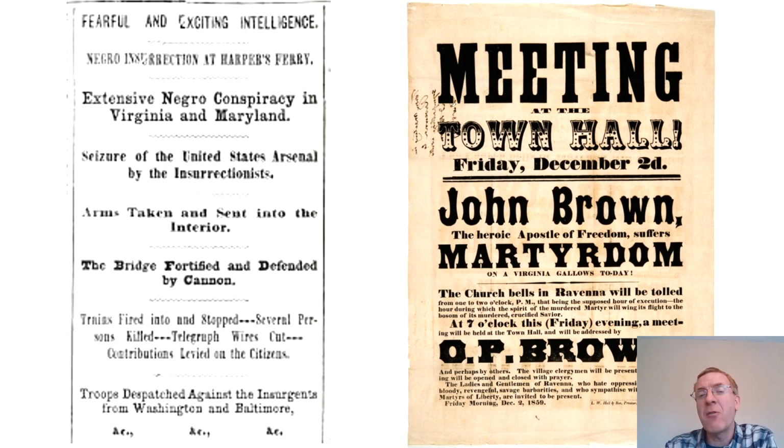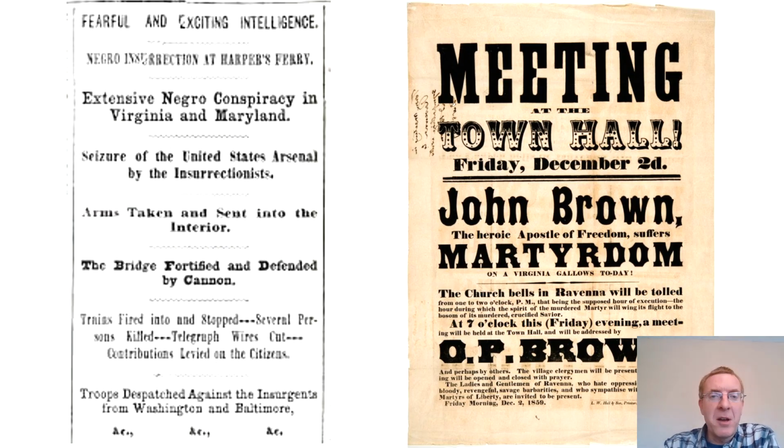In fact, they go further to blame the Republican Party for John Brown's raid. And they go further than that to argue that Abraham Lincoln, who is the Republican nominee for the presidency in the upcoming 1860 election, they accused Lincoln of being a supporter of John Brown's actions, and they had no evidence at all to accuse him of that, but they do anyway.